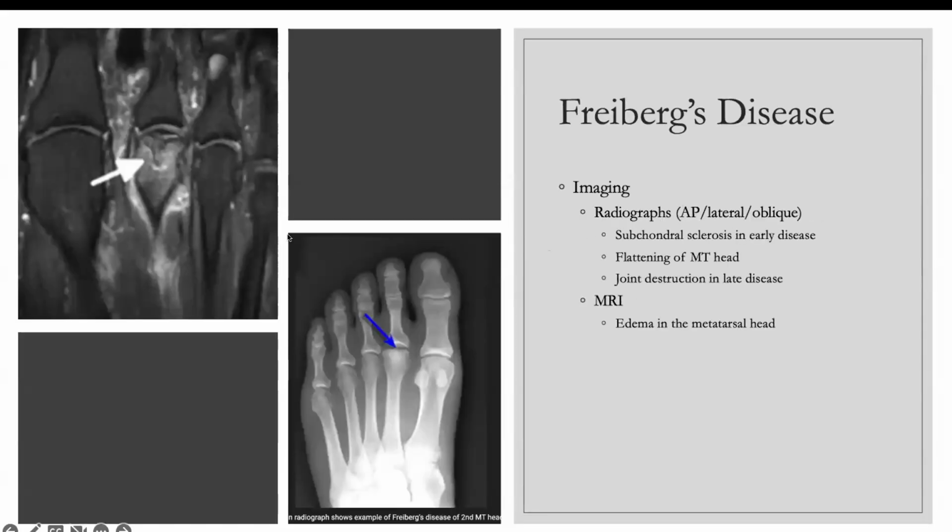On imaging, we're going to see the subchondral sclerosis in early disease. As it progresses, you're going to get flattening of the metatarsal head here. And then in the late disease, we'll start to see some actual joint destruction. On MRI, you're going to get some significant bony edema, and you might even see some fractures in the metatarsal head itself.